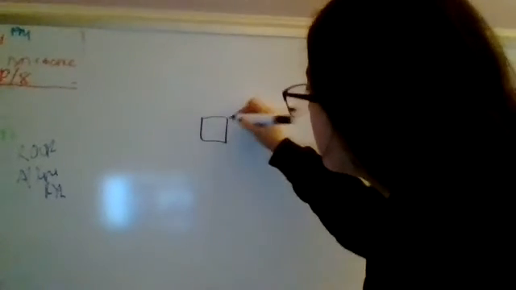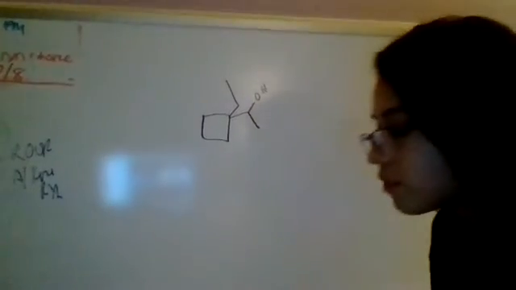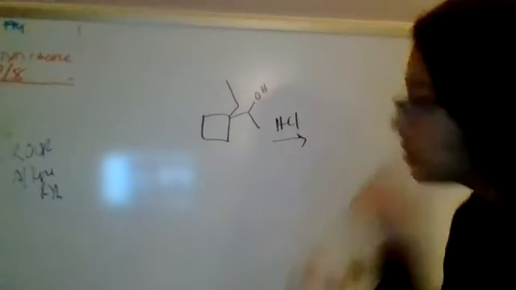Product, and it was like a square with, and then it had an OH. Do you remember that one? Yeah, I have it written down somewhere. Let me find it super quick. Then I think the reactants were HCl. Okay, yeah, I have it.